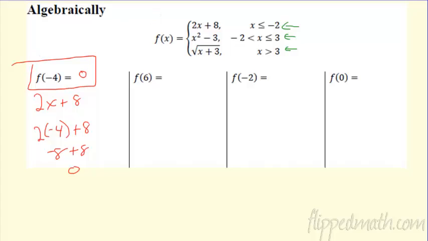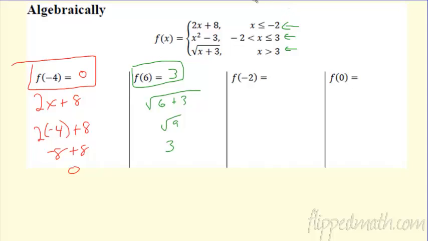Pretty cool, huh? How about the next one? If I plug 6 in, where does 6 go? Well, it's not less than -2. It's not sandwiched between -2 and 3, and it's not great... Oh, it is greater than 3. So I'm going to put it in the last one. So really, I'm going to say, yeah, it falls in this function. X is 6. So it's going to be 6 plus 3. 6 plus 3 is 9. What's the square root of that? It is 3. So it's all about finding the right function so I can evaluate that point.